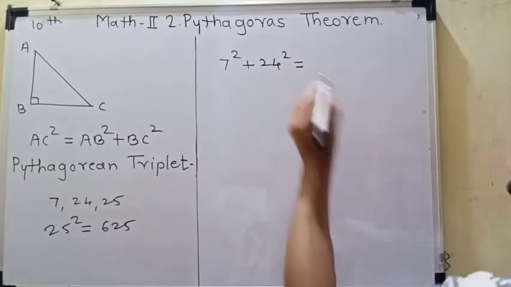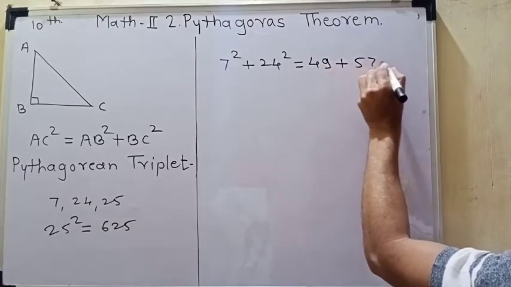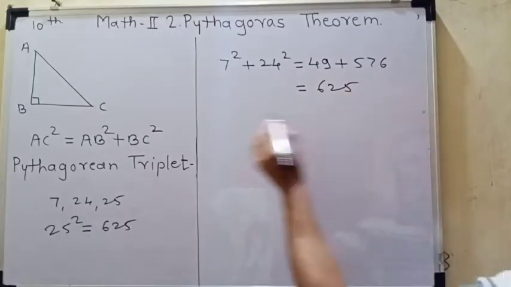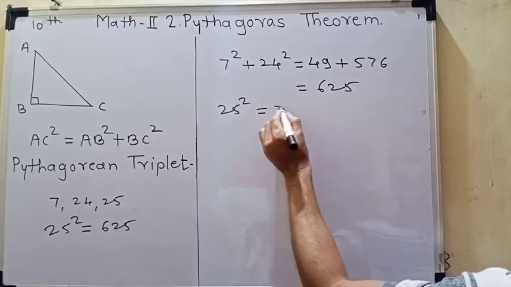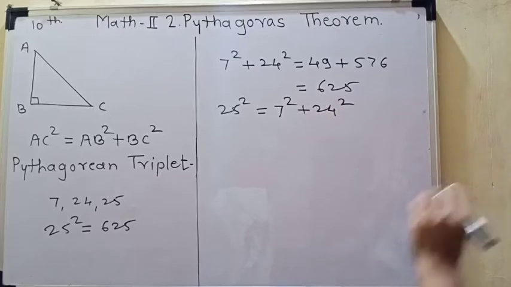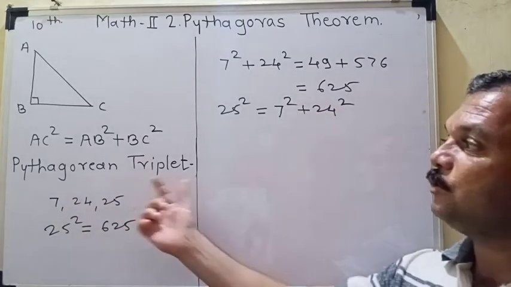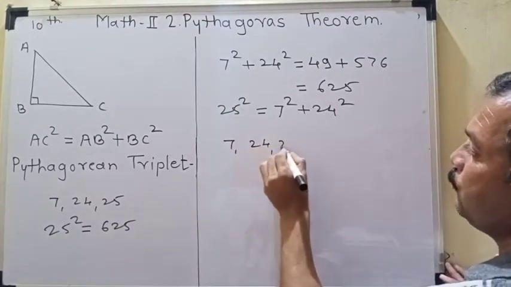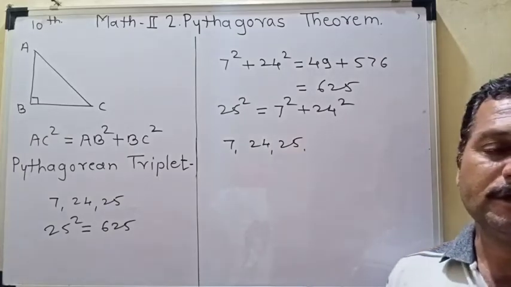What is the square of 7? It is 49, and the square of 24 is 576, and the sum is 625. That is, the square of the greatest side is equal to the sum of the squares of the remaining two sides. Then these three numbers are called Pythagorean triplets. That is, 7, 24, 25 is a Pythagorean triplet here.